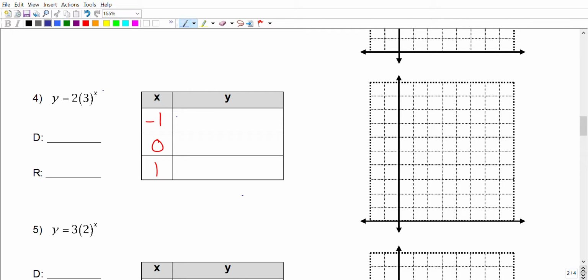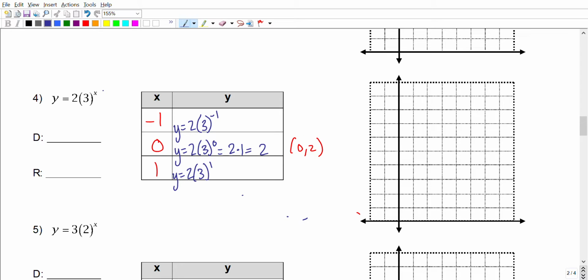So let's try this out. All right, so this is y equals 2 times 3 raised to the -1. Y equals 2 times 3 raised to the 0. And y equals 2 times 3 raised to the first. Again, I always like to start off with 0. So this is y equals 2 times 3 to the 0, which is just 1. So this is 2 times 1, which is just 2. And again, if it helps you guys, write the ordered pair there on the side. So this would be (0, 2).